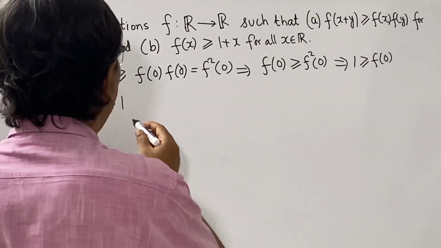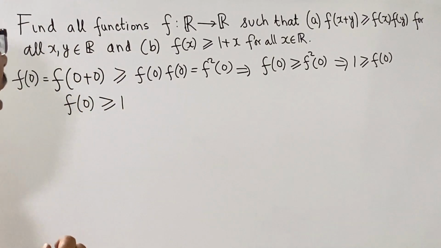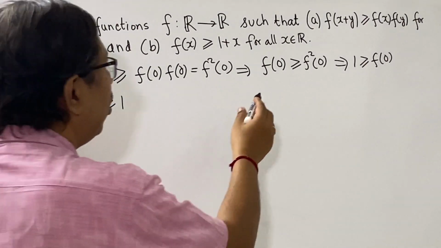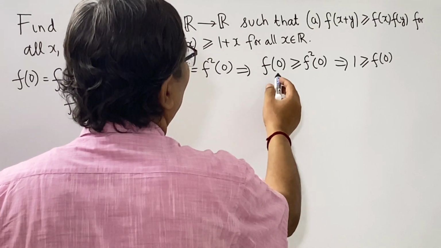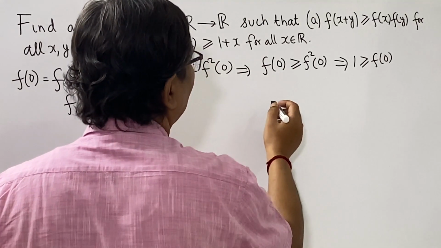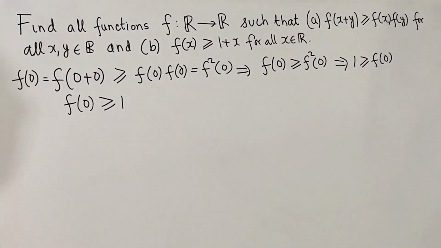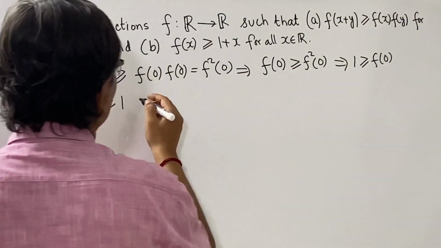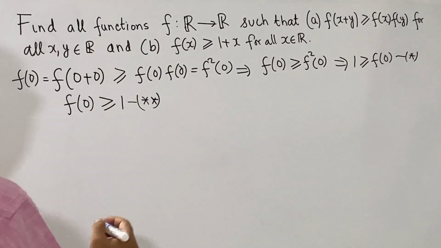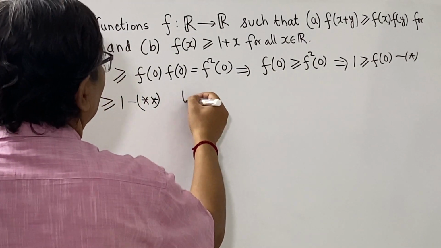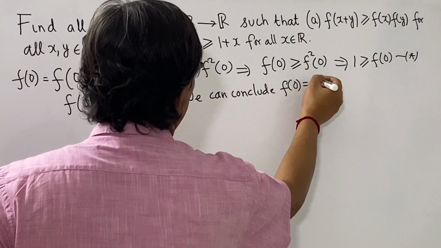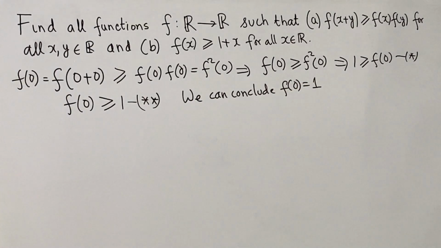Since f(0) is greater than or equal to 1 and hence non-zero, we can cancel f(0) from both sides and get 1 greater than or equal to f(0). Considering both of these, star and star star, we can conclude f(0) is equal to 1. That's the first important conclusion we have, that f(0) is equal to 1.